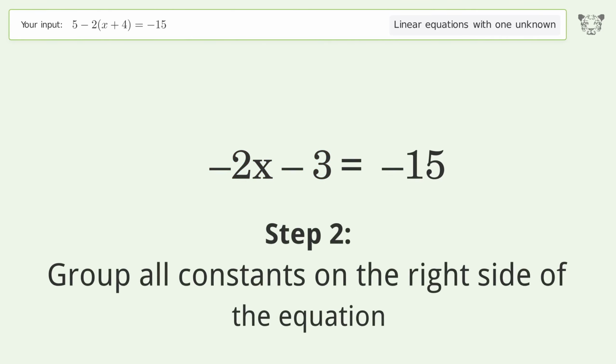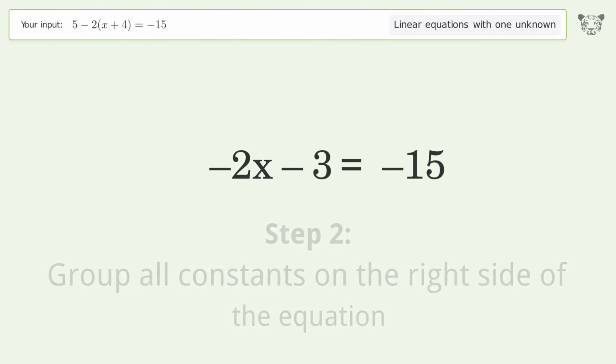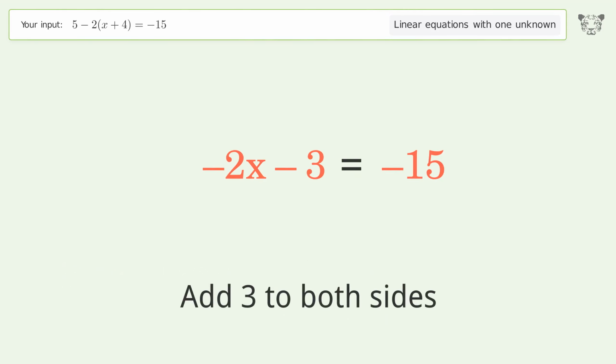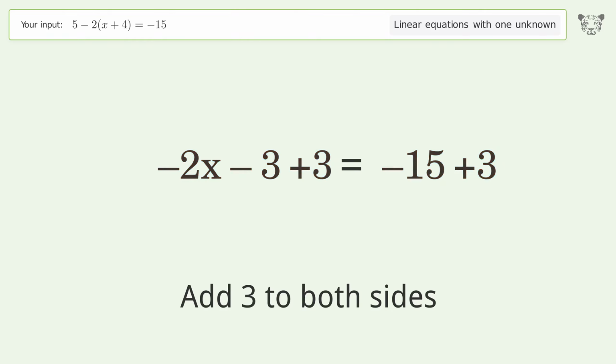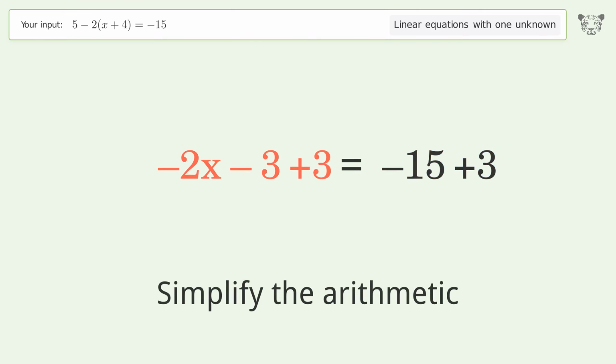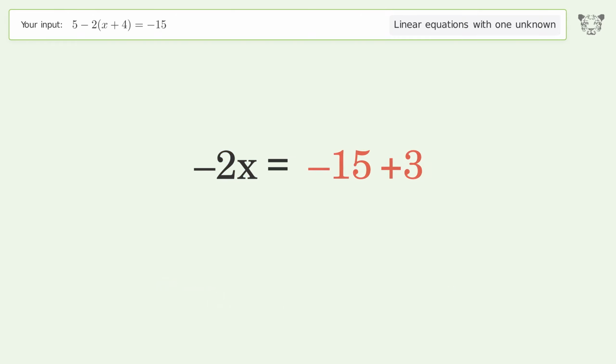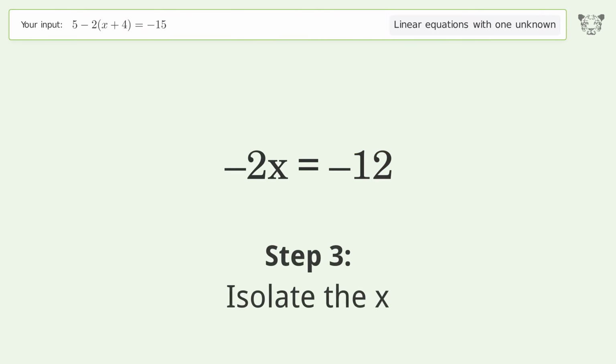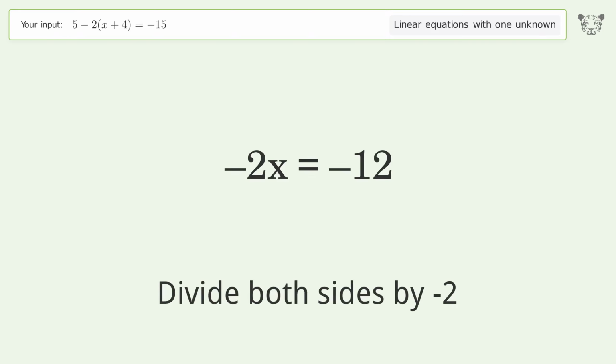Group all constants on the right side of the equation. Add 3 to both sides. Simplify the arithmetic. Isolate the x. Divide both sides by -2.